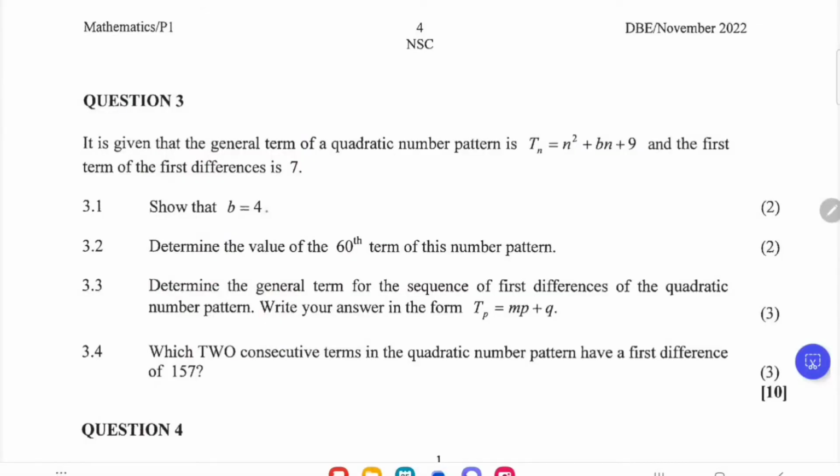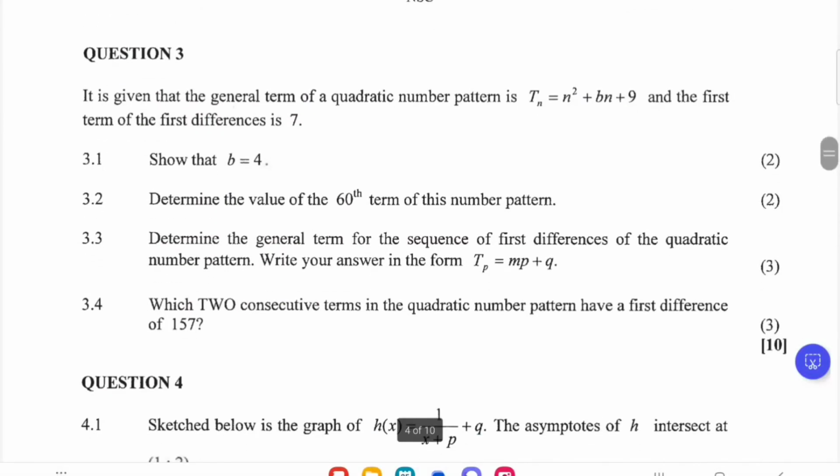Okay, so now we're on question 3, and this is what question 3 says. It says, it is given that the general term of a quadratic number pattern is Tn is equal to n squared plus bn plus 9, and the first term of the first difference is 7. We need to show that b is equal to 4.